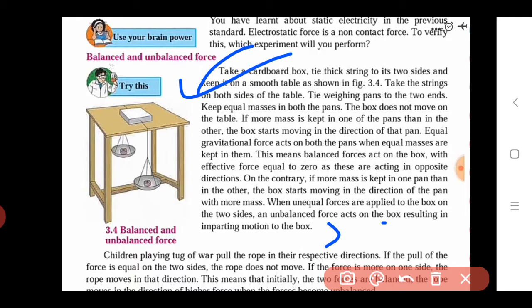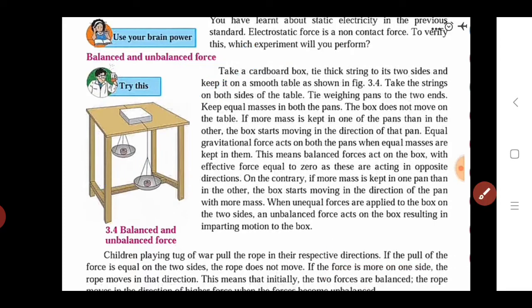So first take a cardboard box, then tie thick string to its two sides and keep it on a smooth table as shown in figure 3.4. Take the string on both sides of the table. Tie weighing pans to the two ends. Keep equal masses in both the pans. The box does not move on the table. If more mass is added, after doing the activity, what should we observe by this activity?